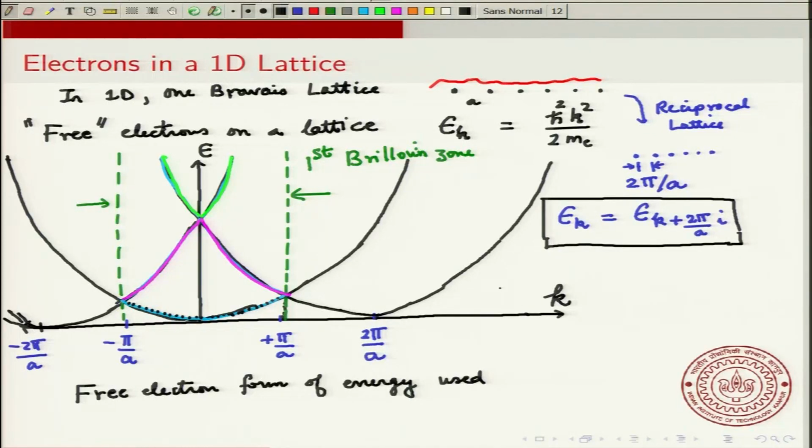I should also emphasize again that I have shown only some of the parabolas, but there will be more parabolas. For example, there will be another parabola that passes through this, that starts at 4 pi by a and goes like this. So essentially what I want to say is that this whole thing will just keep repeating.